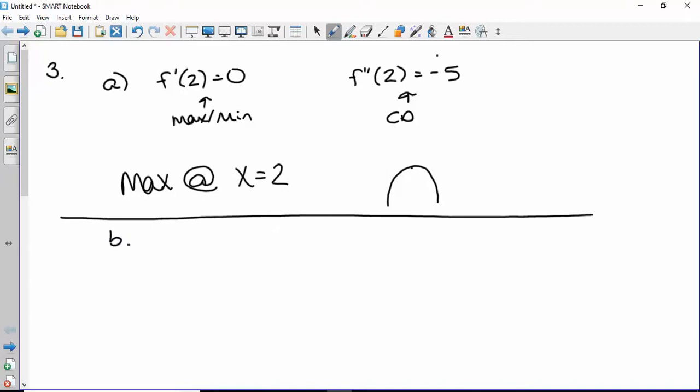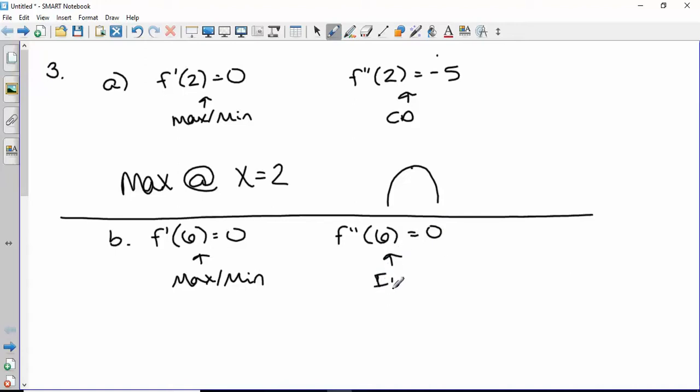Okay, part B tells me the first derivative is 0. So first derivative 0, that means it's either a max or a min. And the second derivative is 0. That means it's an inflection point, right? So my concavity is changing there.